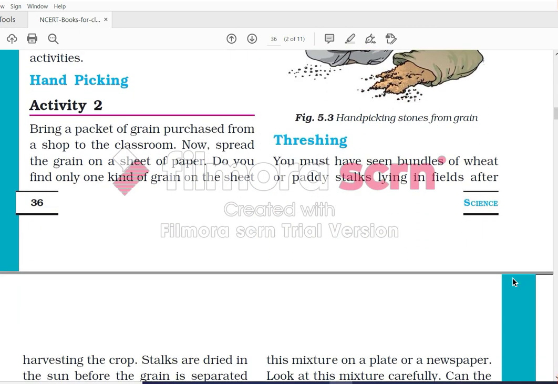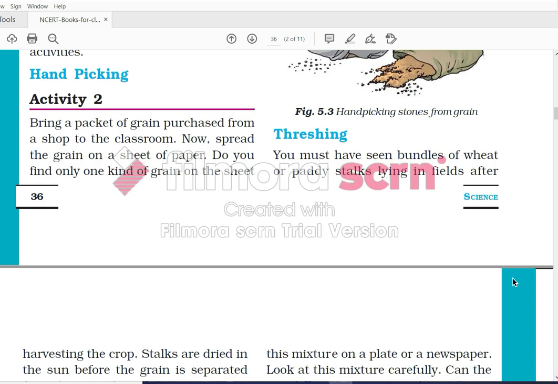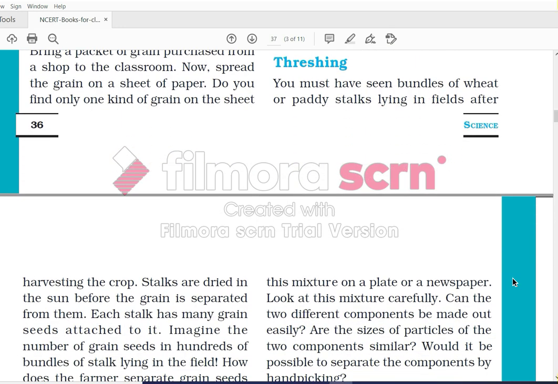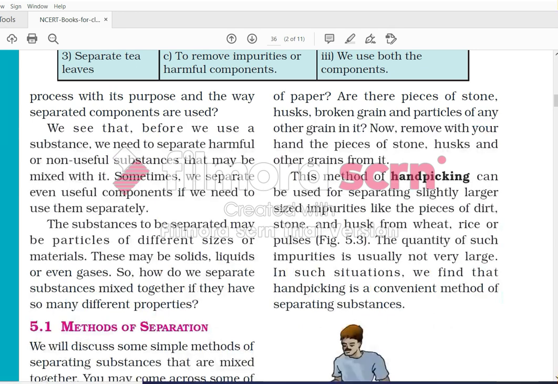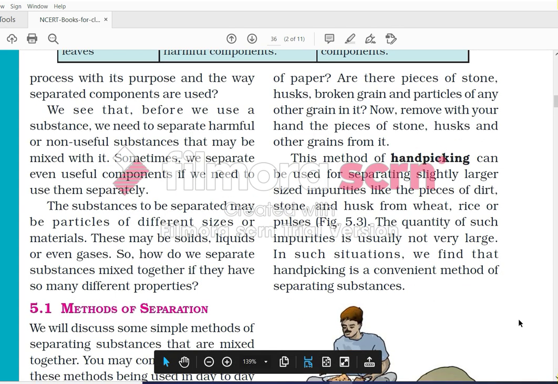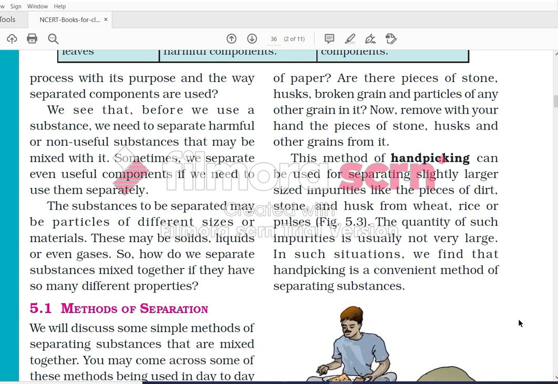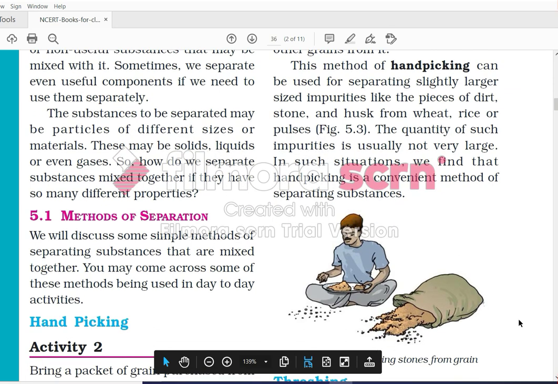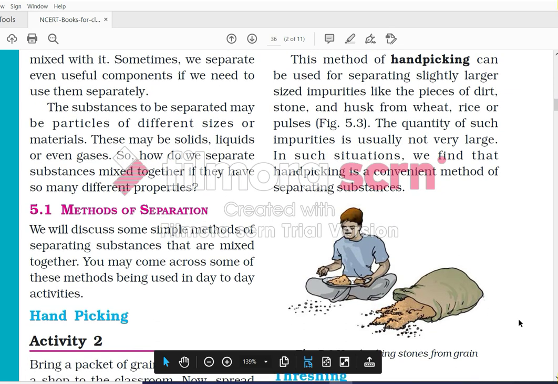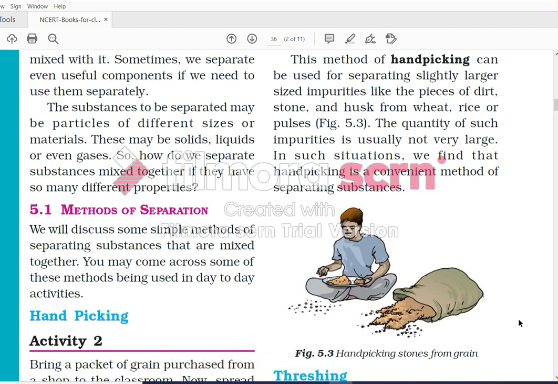Bring a packet of grain purchased from a shop to the classroom. Now spread the grains on a sheet of paper. Do you find only one kind of grain on the sheet of paper? Are there pieces of stone, husk, broken grains, and particles of any other grains in it? Now remove with your hand the pieces of stone, husk, and other grains. The method of hand picking can be used for separating slightly larger size impurities like pieces of dirt, stone, husk from the wheat, rice, and pulses. The quantity of such impurities is usually not very large.